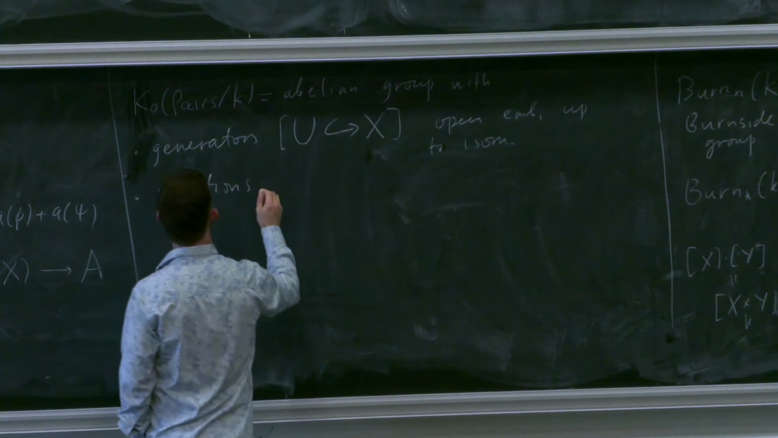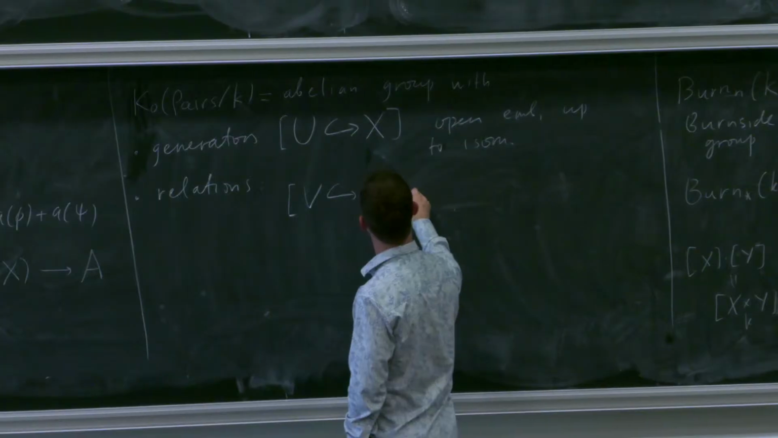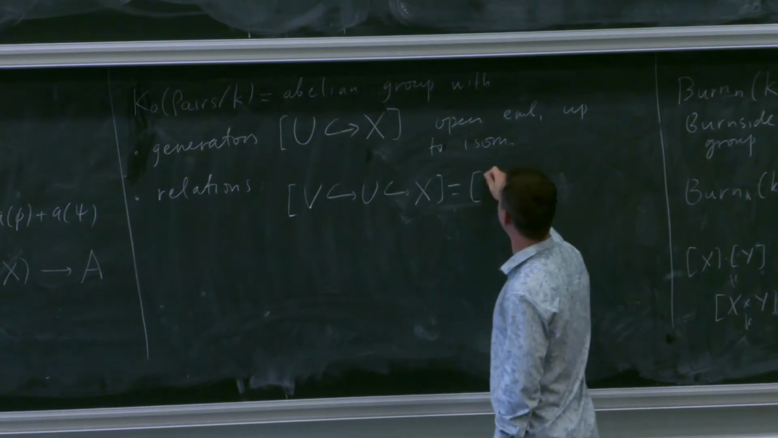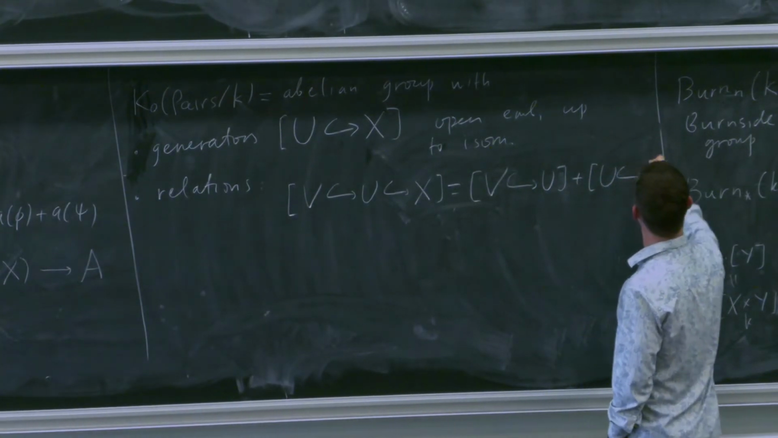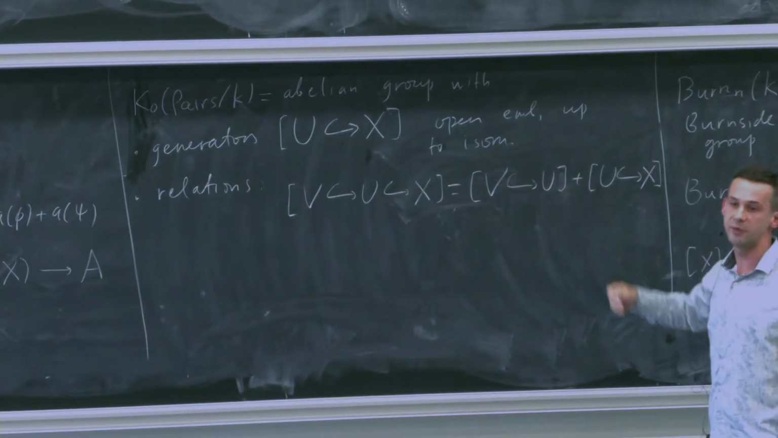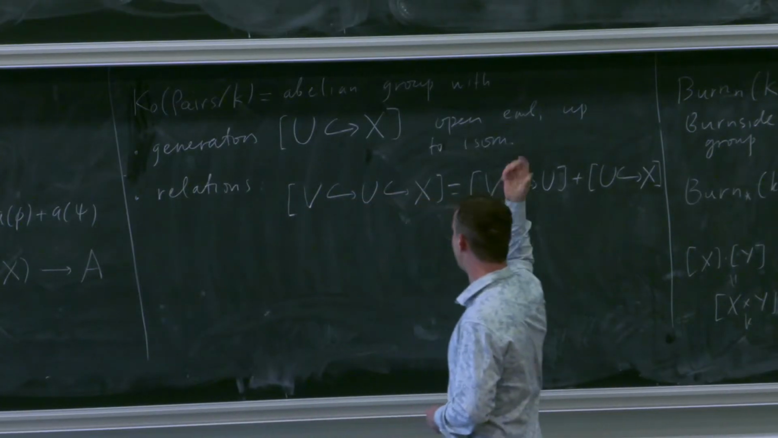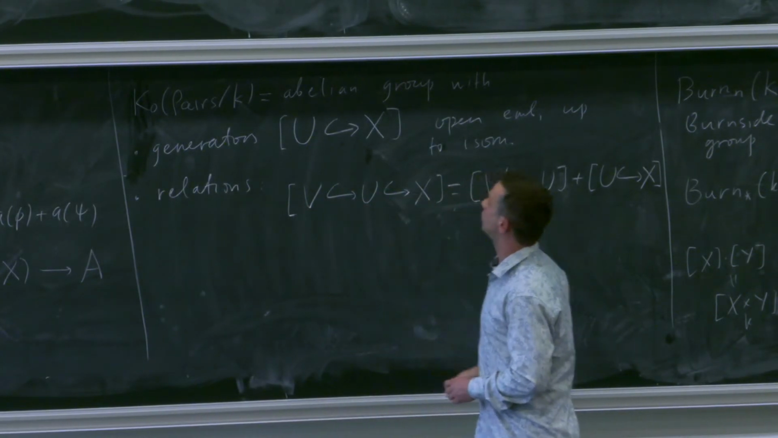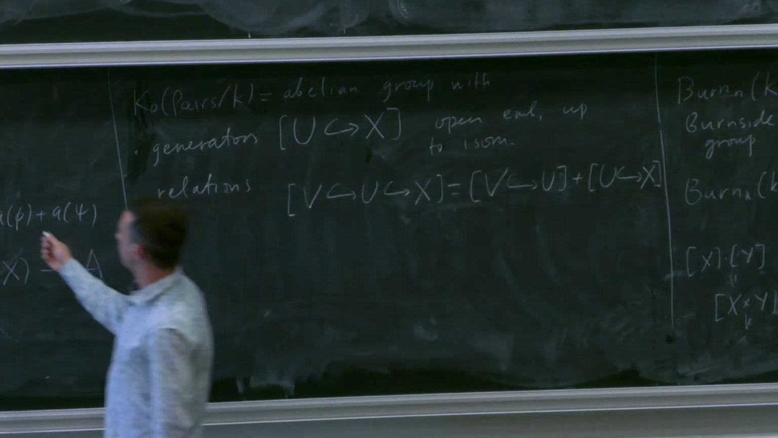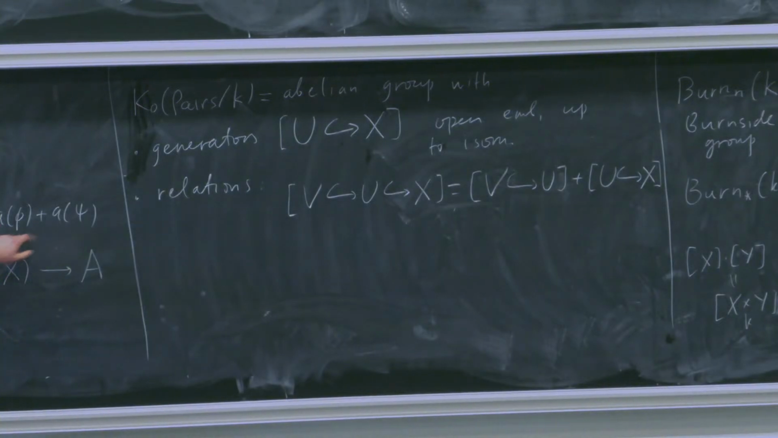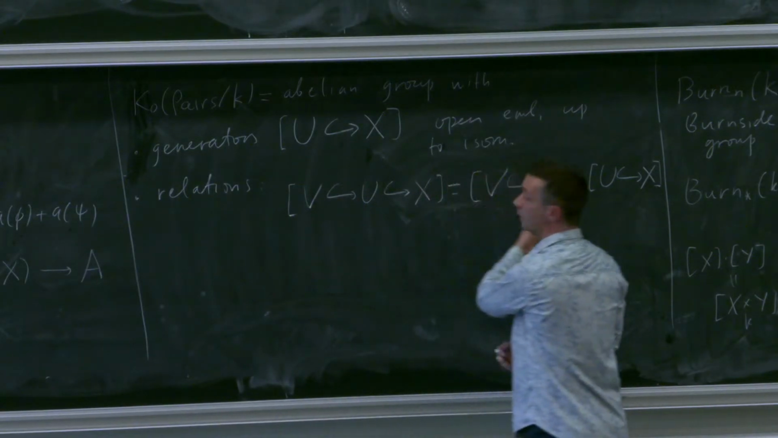And they impose relations coming from compositions. So if I have V inside U inside X, I declare this to be equal to V inside U plus U inside X. All these are huge abelian groups, and the point is whether we can make them useful for anything. And we can make them useful to make certain constructions natural. What it does is look at the particular case of open embeddings and impose pairs like this modulo these relations.